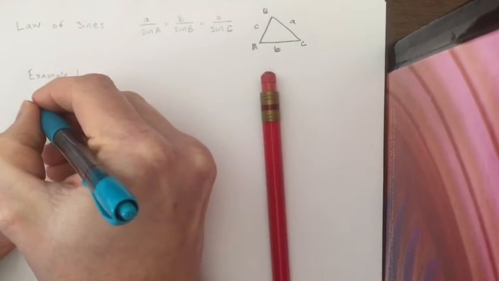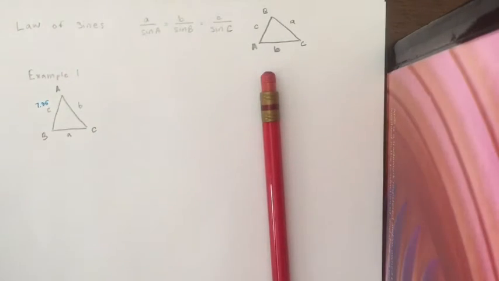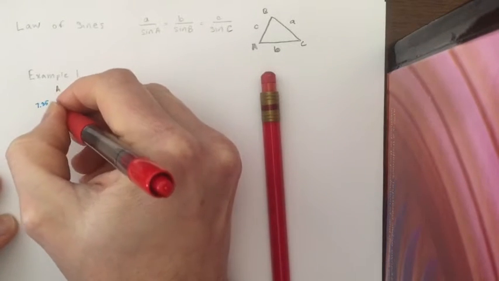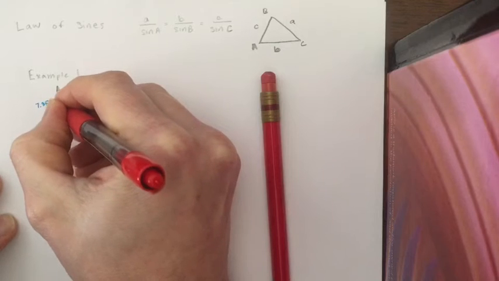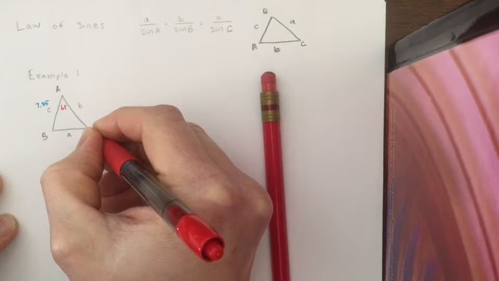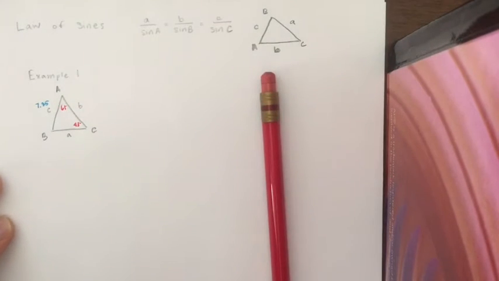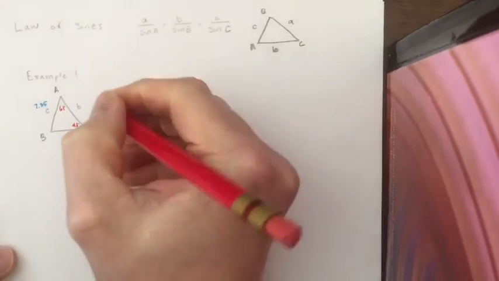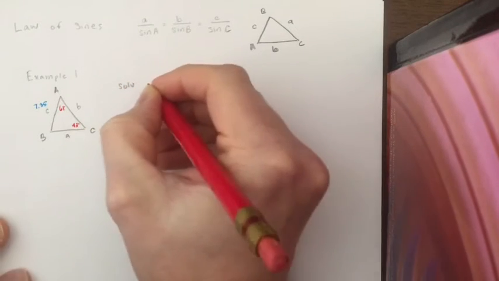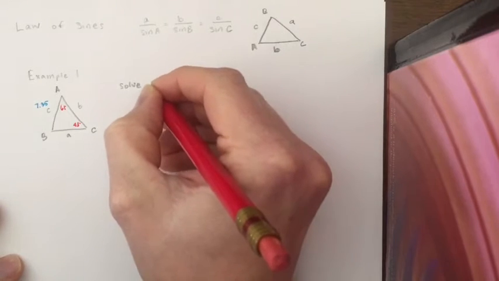Now there's a couple things we know here. Side c is 7.35 units, angle A is 61 degrees, and angle C is 43 degrees. When you get these kinds of problems, they'll usually say solve the triangle, which in non-math speak means you're going to find all the missing angles and all the missing sides.